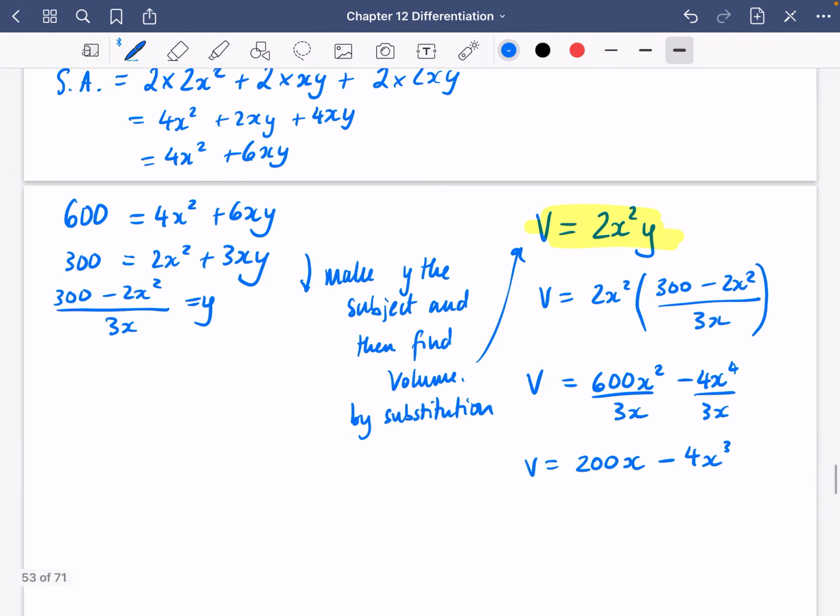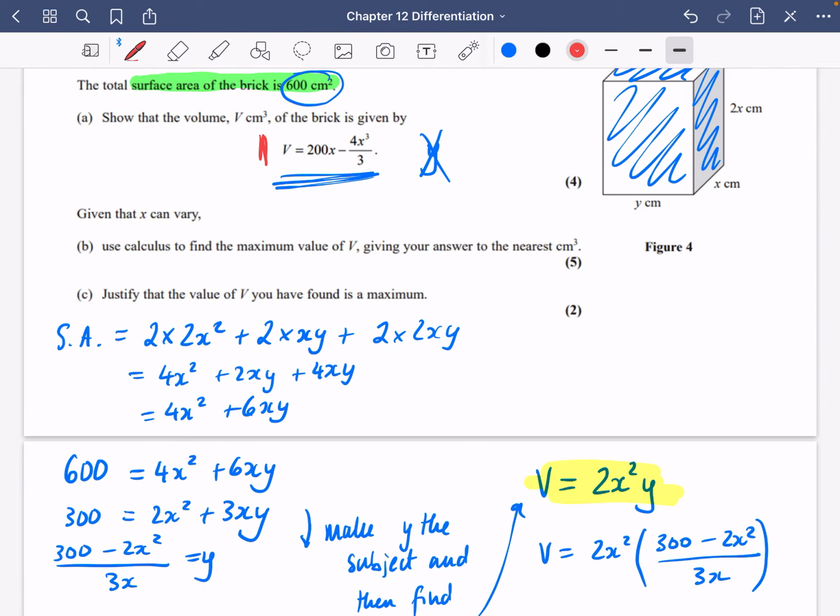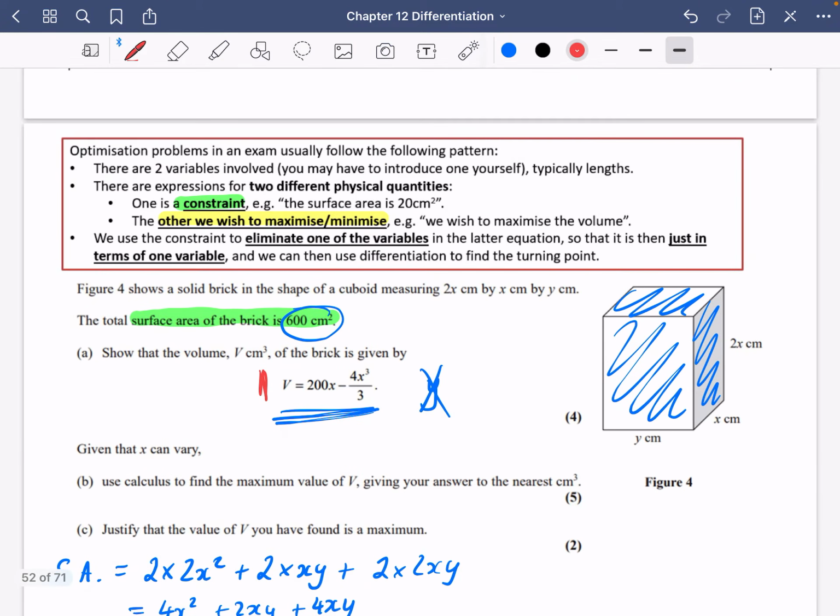I'm just going to check how they've got it, and they've got it written like this. This is the thing they wanted us to come up with at this point here. So just going back to what the question said, we've actually done this bit. We have eliminated one of the variables, and then we have now created a formula that is just in terms of one variable. We're now going to do the last bit, and we're going to use differentiation to find the turning point, because that's what happens in part B and part C.